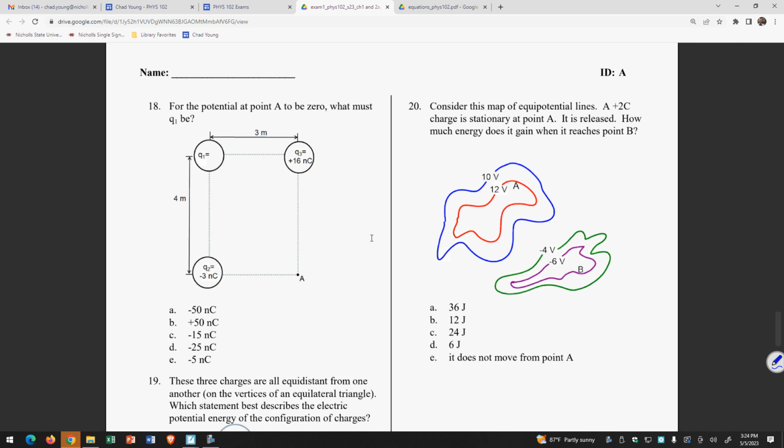Y'all don't do land navigation anymore, huh? In high school, they don't teach that. Compass. What? You have a compass on your shoe?